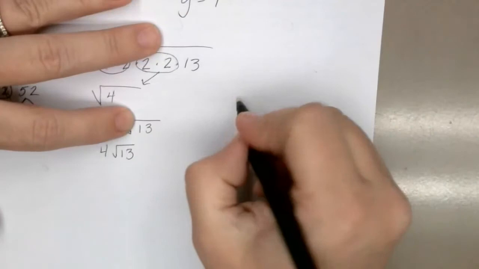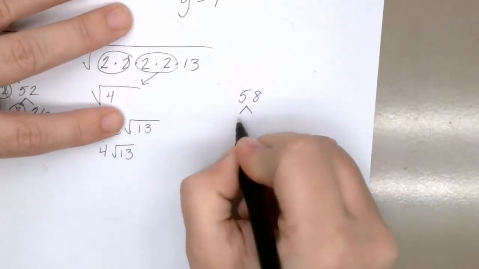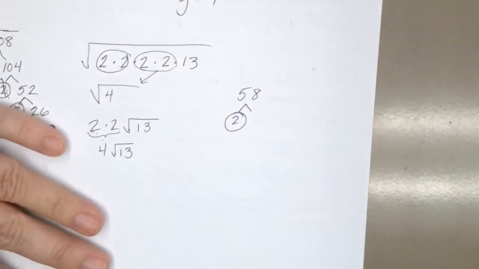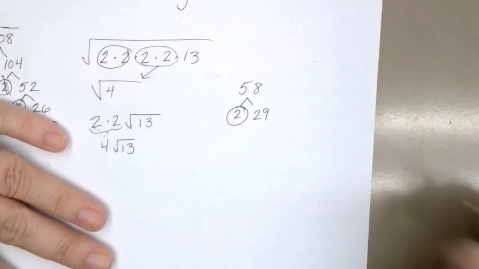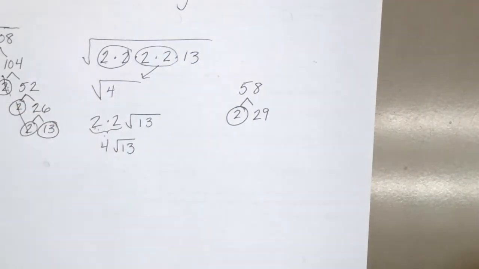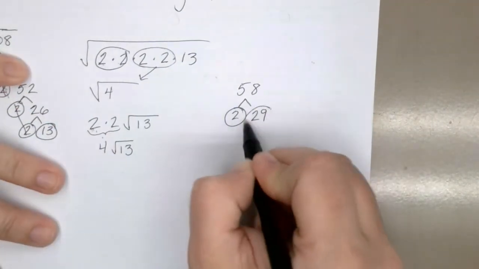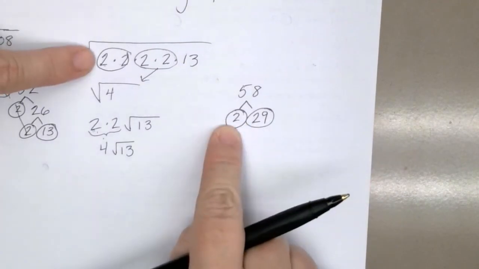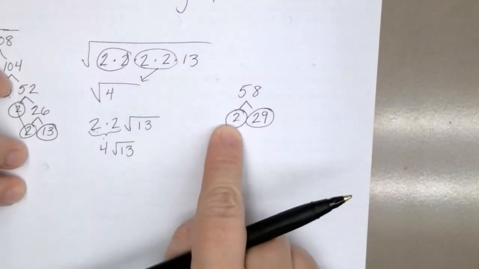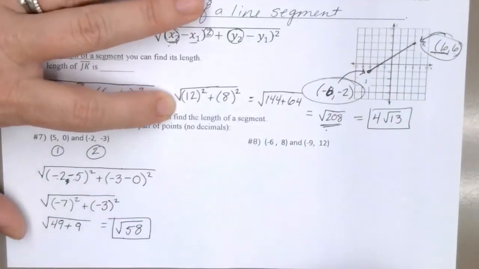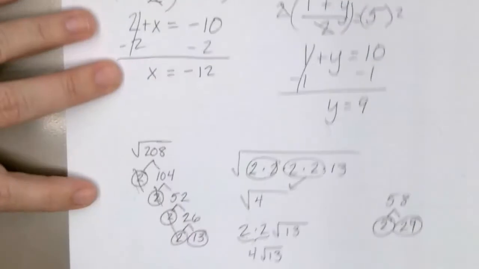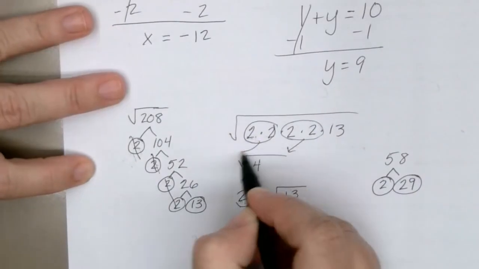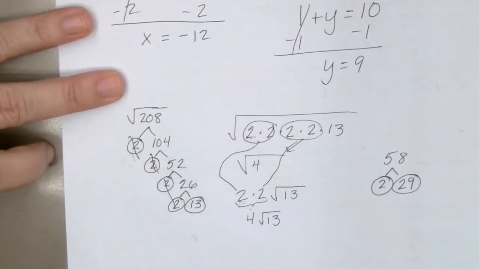So if I draw my tree for 58, it's even, so I know it can be divided by 2. 2 times what is 58? 29. Can 29 go down any further? It can't, can it? So I don't have any pairs like I had over here, which means what? I can't simplify it any further. So radical 58 is as far as it goes. The only way it can go further is if you have these pairs that you can take out. Those twos became that one. Those twos became that one. Okay?